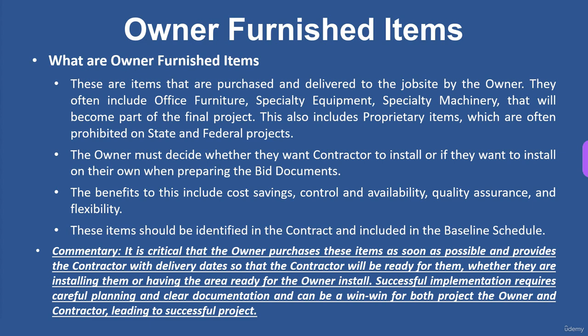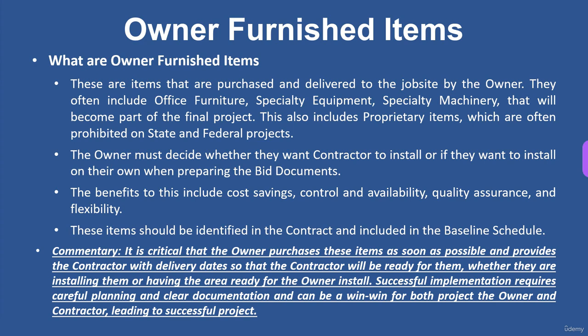This also can include proprietary items, which are often prohibited in state and federal projects. Usually because of public bidding laws, you can't have proprietary products in your spec. So what the owner will often do is if they really want something, they'll buy it themselves. The owner must decide whether they want the contractor to install or if they want to install on their own when they prepare their bid packages.